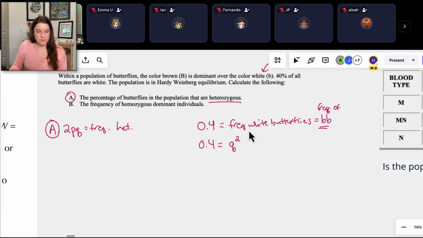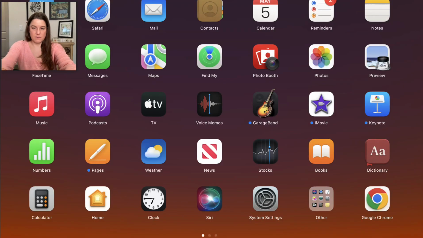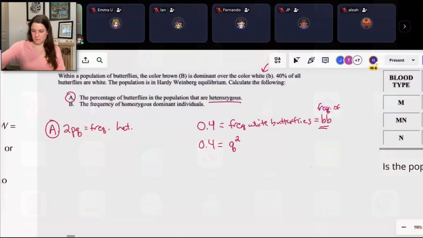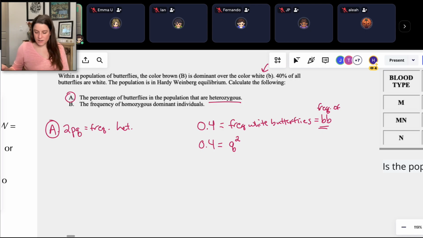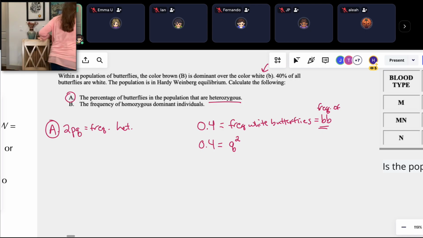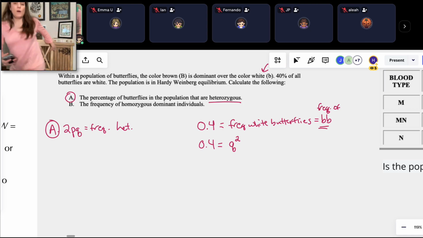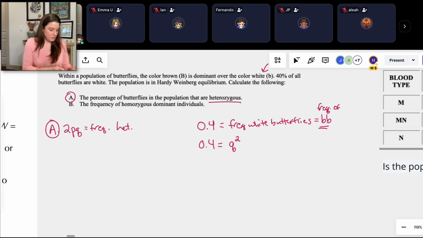So that's not going to help us directly though, right? Because we're trying to figure out 2pq. So how do you get from q squared to something useful? Square root it. Yeah, what's that going to give you? What term will square rooting it give you? q. It'll give you q, which is the frequency of your little b allele.